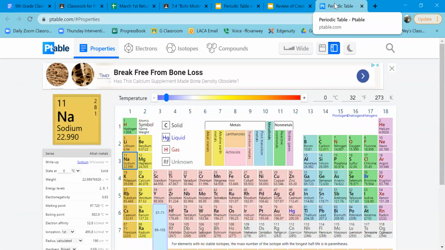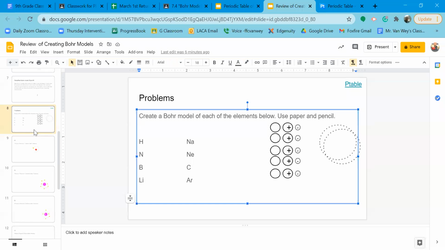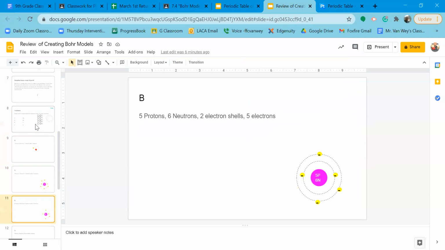Okay, so argon, here it is. Now argon, we can tell it's got a mass of 39.948. It's got a huge mass. So it's got lots of protons and neutrons. It has 3 electron shells. We don't need to draw all that anymore, right? So it's good enough to just say argon and then to tell about the electrons. So here we go.